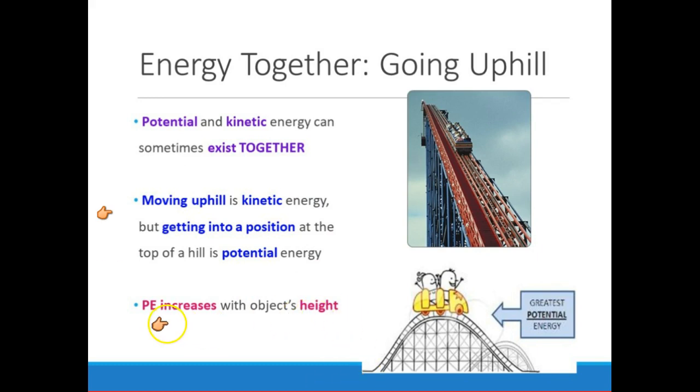Okay, so again, potential energy increases with an object's height, which means that at the very top of a roller coaster, the scary point where you're looking down and you're like, oh my gosh, I'm about to die, that is actually where you have the greatest potential energy, because you have the greatest energy to fall and turn that into kinetic energy. Okay, smiley faces if all that makes sense.